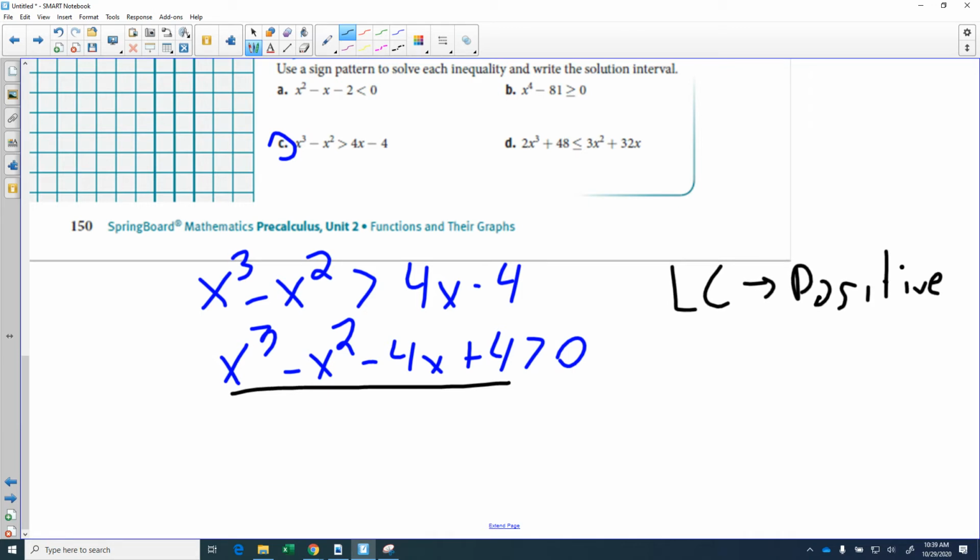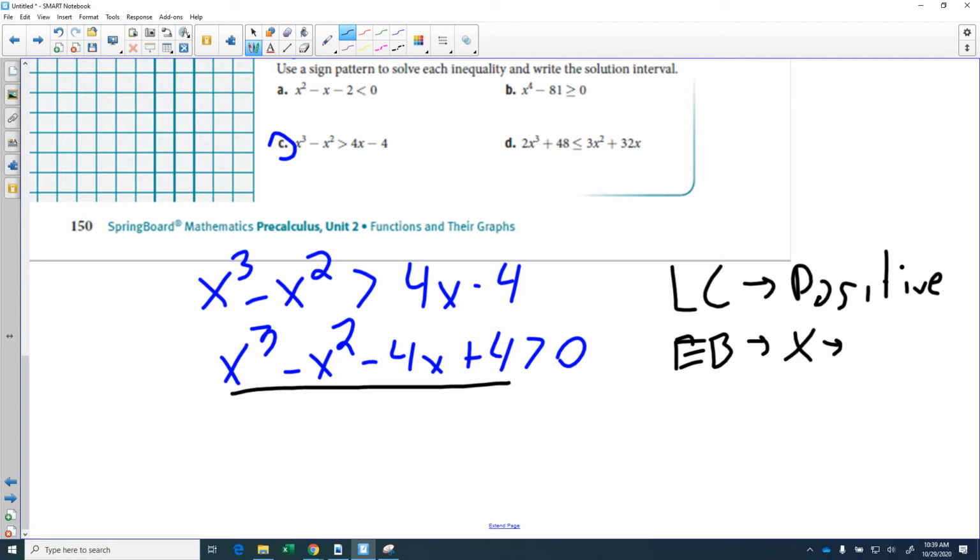Okay. My end behavior, because it is an odd degree polynomial, we have a 3 as our largest exponent. So that means we know we're going to have opposite end behavior. And since the leading coefficient is positive, that means we're going to end in the positive region.